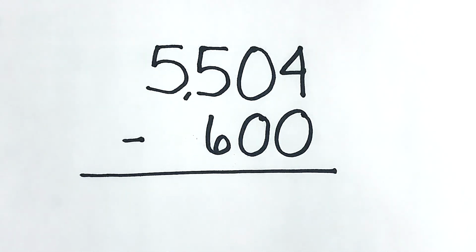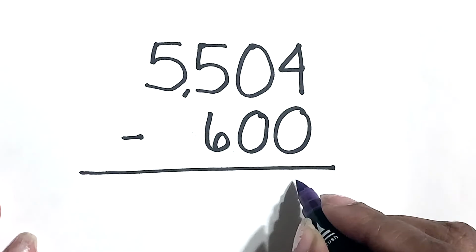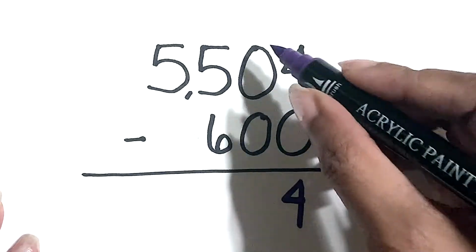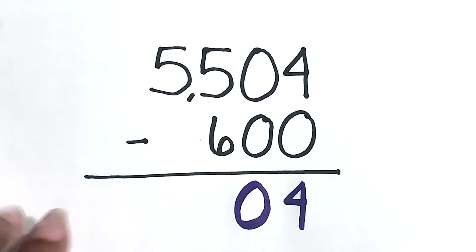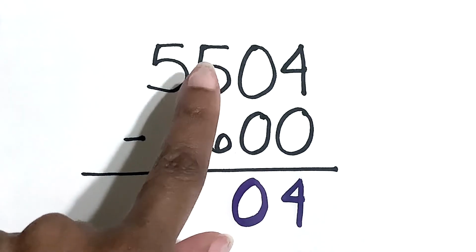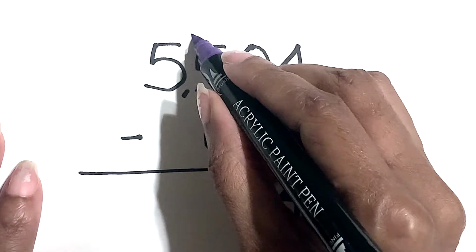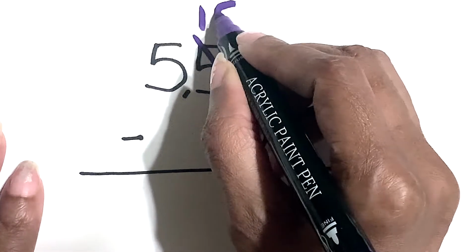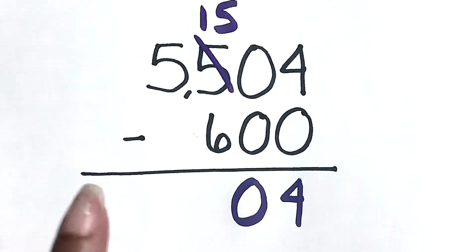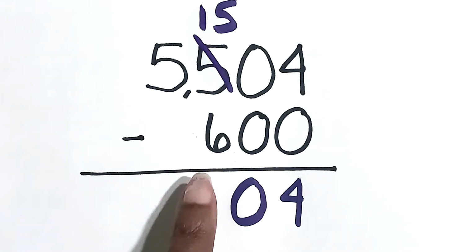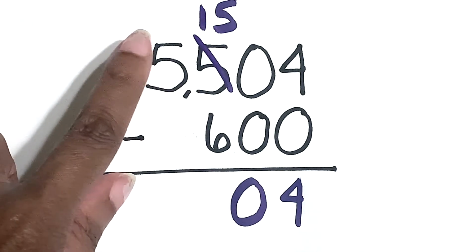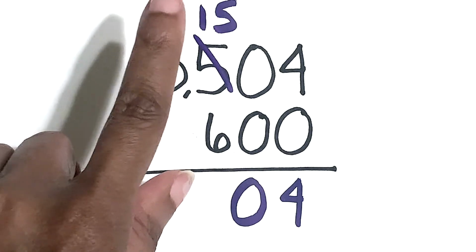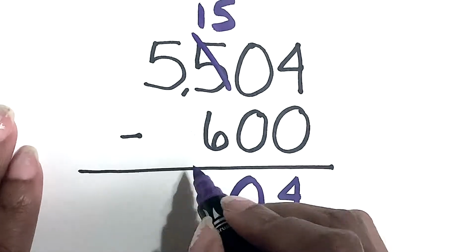So we're going to solve 5,504 minus 600. Alrighty. 4 minus 0 is 4. 0 minus 0 is 0. Now, you can't subtract 6 from 5. So we have to change the 5 to 15. But now we can subtract 6 from 15 because 15 is larger than 6. So 15 minus 6 is 9.